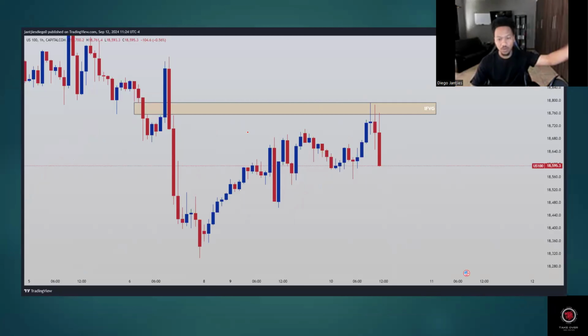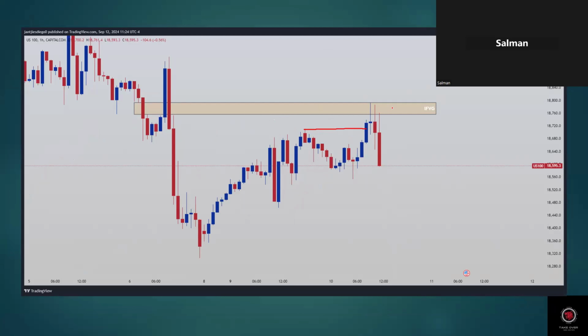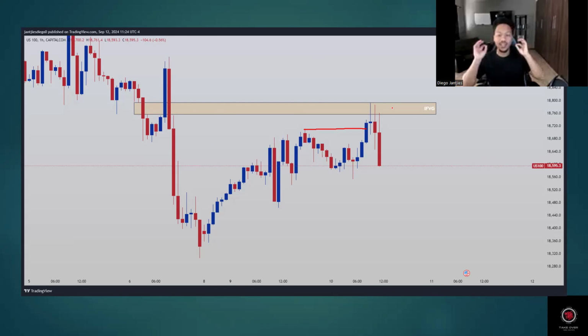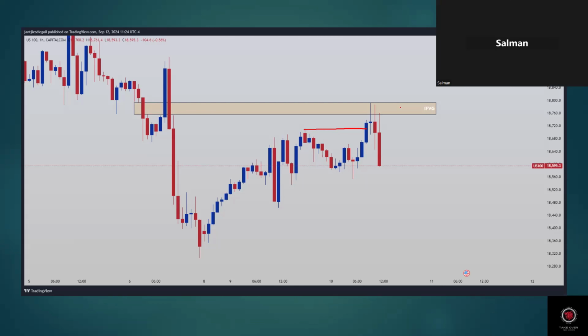Once again, going to a higher time frame, major area of liquidity. What do we have? Buy side liquidity. Did we find ourselves taking out buy side liquidity? Yes, we did. Right? So a major area of liquidity is being violated. So you can already tick that off as well.